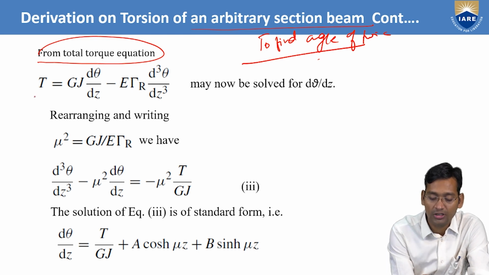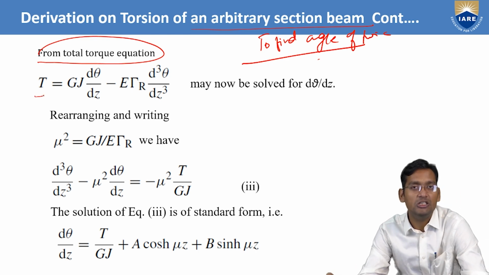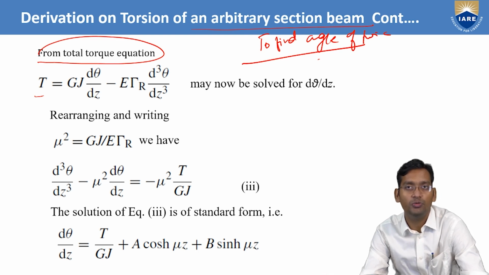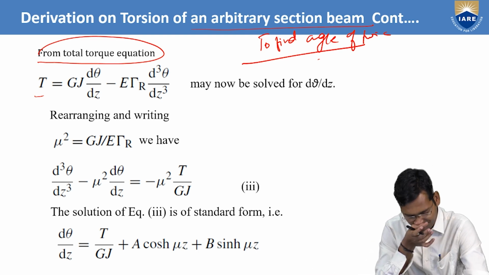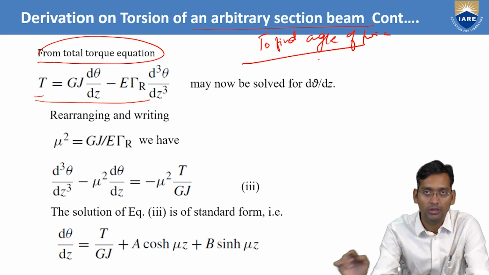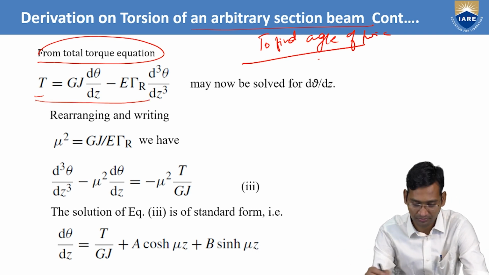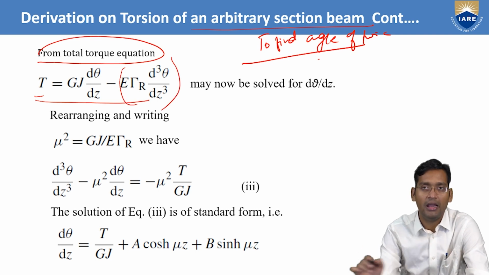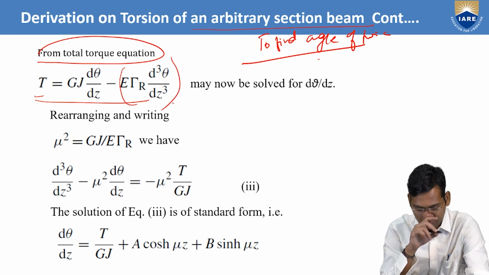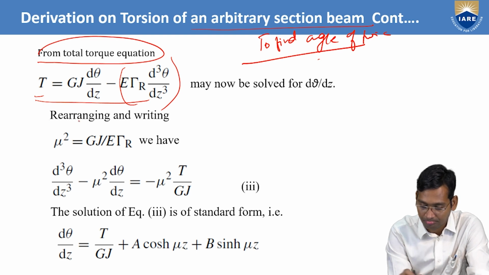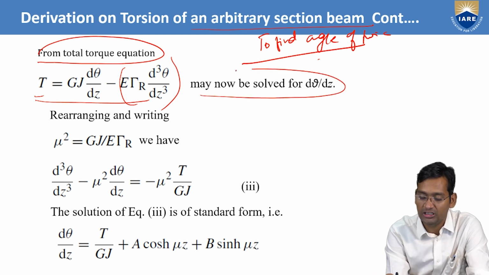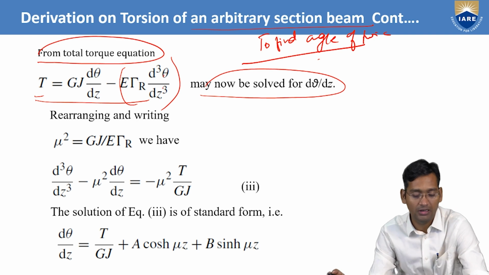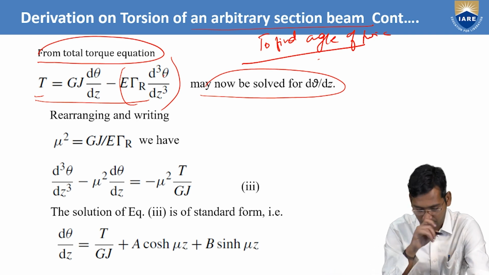So we know tau equals GJ into d theta by dz minus E tau r into d cube theta by dz cube. So this is the torque equation of Saint-Venant and Wagner, which we already derived. Now we solve for d theta by dz. So how to solve? Just see here.